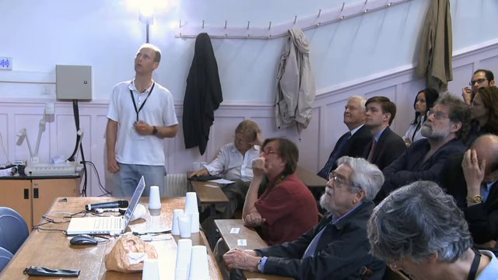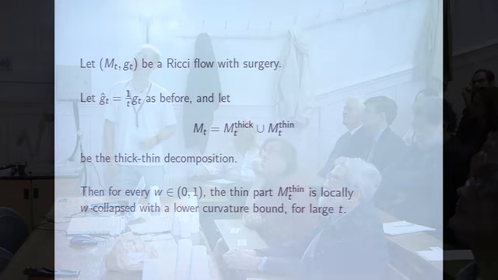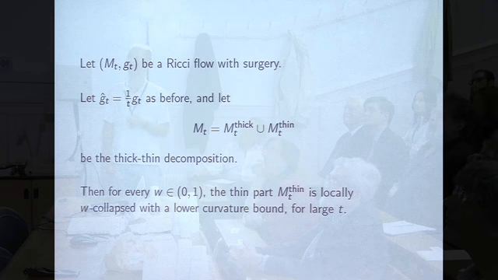And so, as I said, this part, one shows, becomes hyperbolic. And the other part, what Perelman shows is that for every w, this thin part is locally w collapsed to the lower curvature bound for large t. Okay? So this is a collapsed manifold.